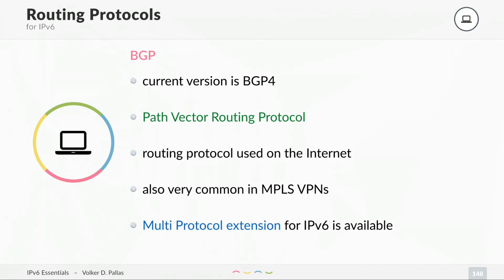The protocol that's used on the internet is BGP. It's my favorite routing protocol. The current version is still BGP4. This is a path vector routing protocol, and this is used on the internet. This is the big one. This BGP protocol is also commonly used in MPLS VPNs. There is a multi-protocol extension that enables IPv6.